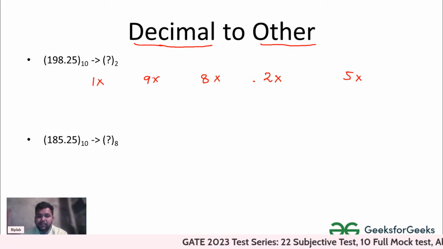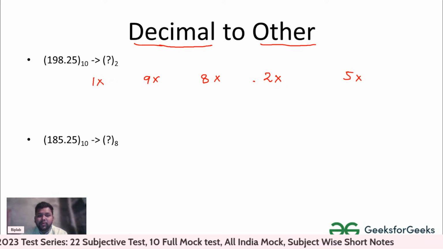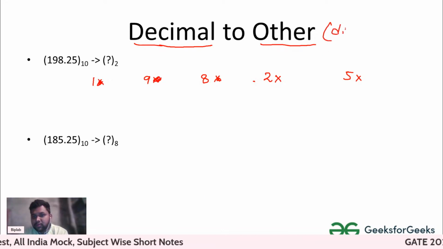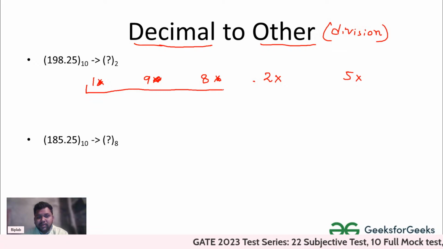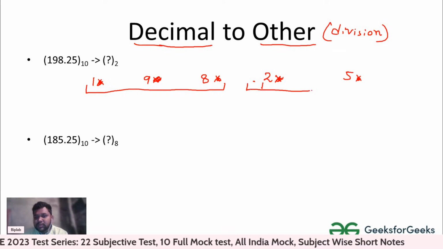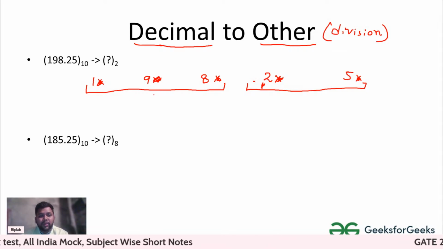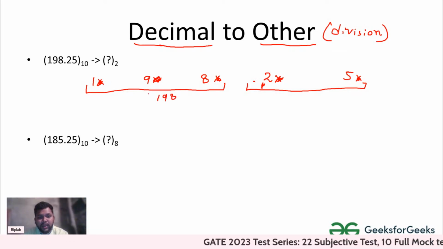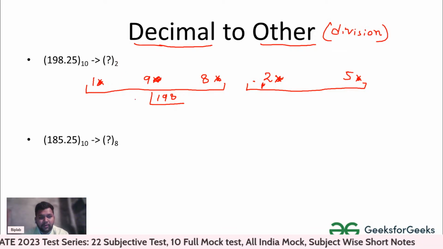So multiply is done when you convert other to decimal. Here we are doing decimal to other, so we will not multiply, we will do division. There is some digit that comes before the floating point, and there are some digits which come after the floating point. The digits before the floating point, we will divide by the radix to be converted. So 198 will be divided by 2 because we are converting it into the base 2 system.